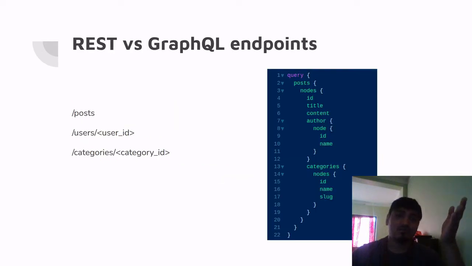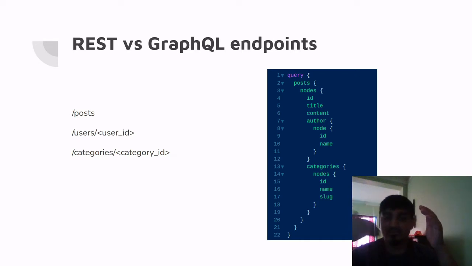Here is the difference between the REST and GraphQL endpoints in the WordPress world. WordPress has the REST API, WP REST API, under wp-json/v2/posts. If you query for that, you will get the list of posts. If you have to fetch the users, you go to /users, and to fetch the user detail, /users/ID.